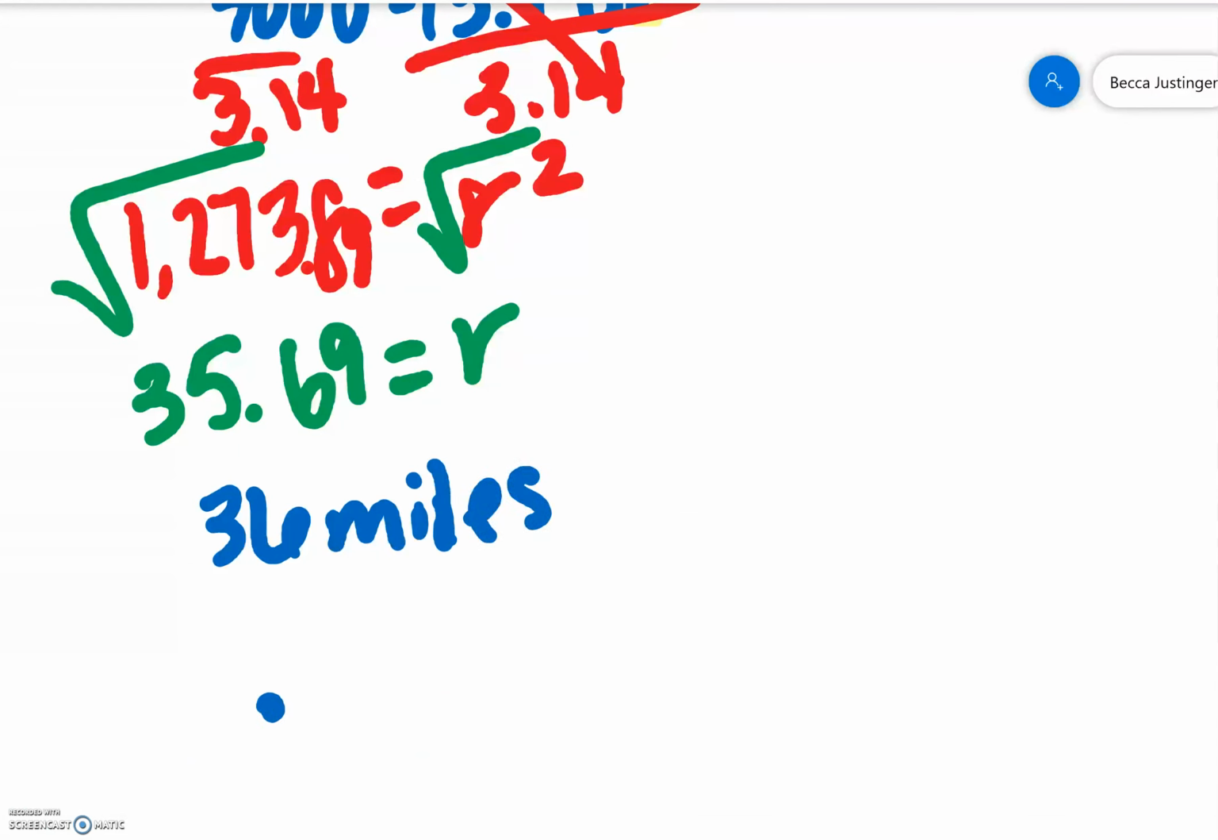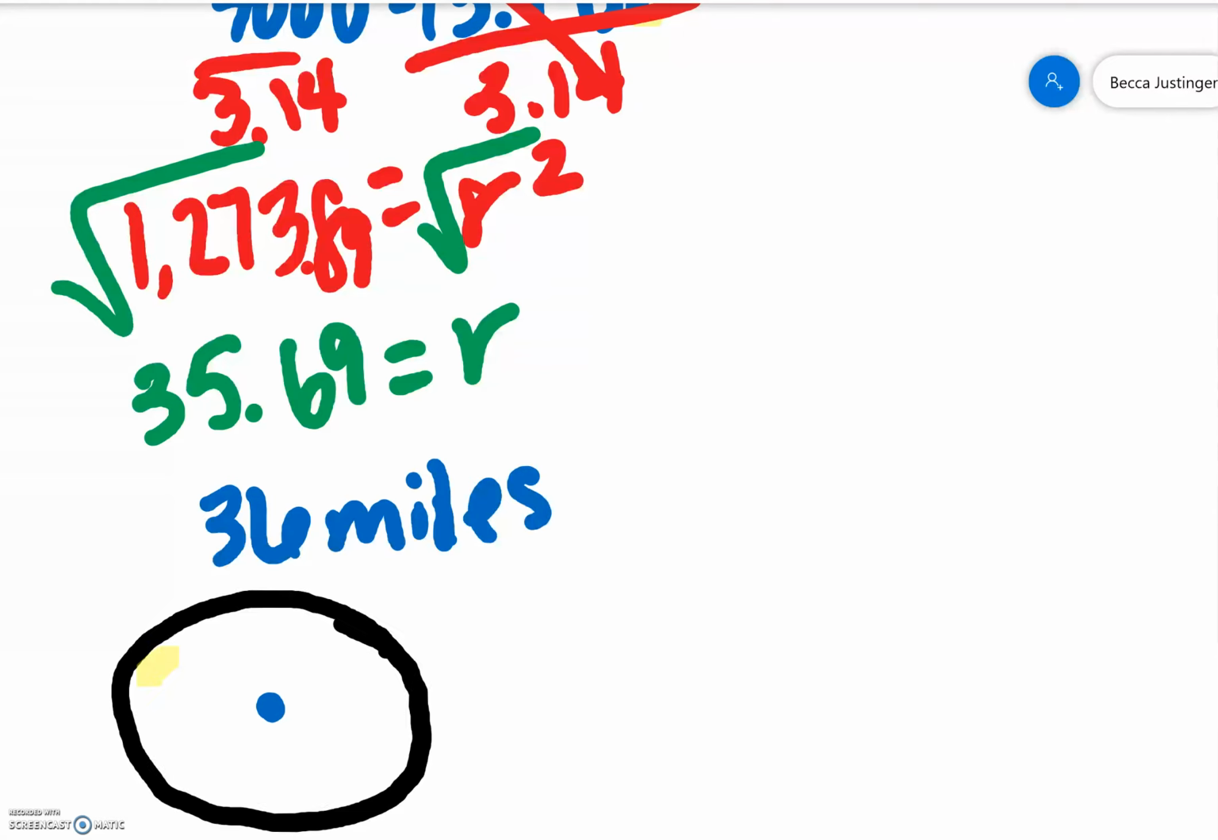Because we wanted to find the radius, because that would be the radio station. And this is the area that the radio station covers. So the farthest you could live from the radio station would be the radius.